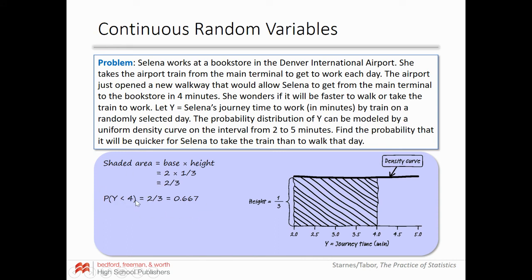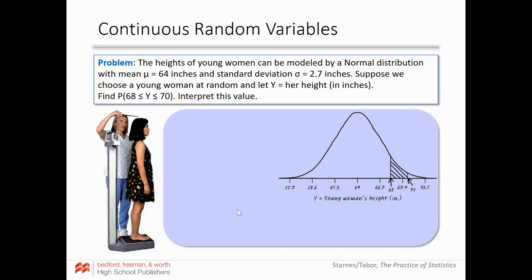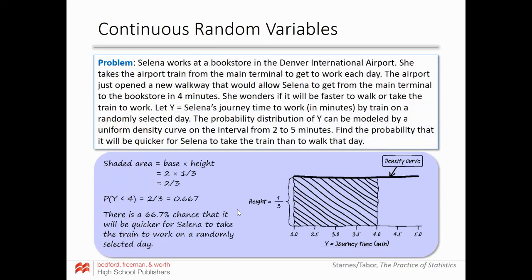This is a good statement right here: the probability that y is less than 4. Remember, y is the time it takes in minutes by train on a randomly selected day. The probability that y is less than 4 is 2/3, or 0.667. To interpret, there's a 66.7% chance that it will be quicker for Selena to take the train to work on a randomly selected day than walking. So that's one continuous variable.